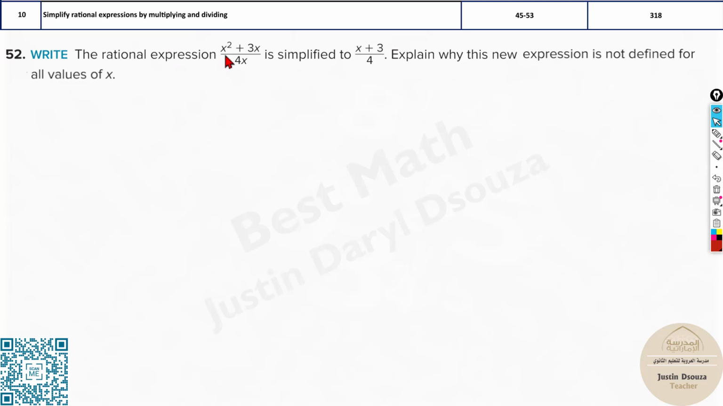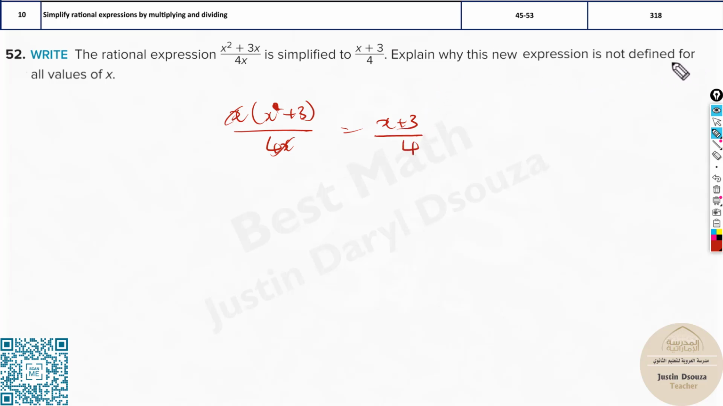And the rational expression x squared plus 3x divided by 4x is simplified over here to x plus 3 by 4. How did they simplify this? Very simple. x is taken out as a common factor, so it'll be x times x plus 3 divided by 4x. x cancels. The answer is x plus 3 by 4.